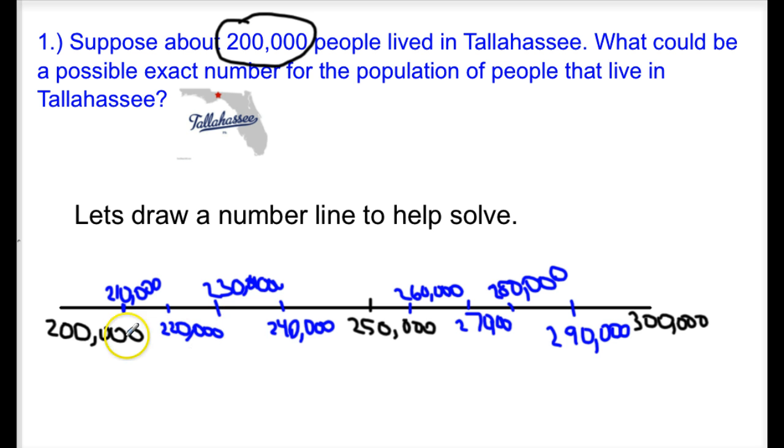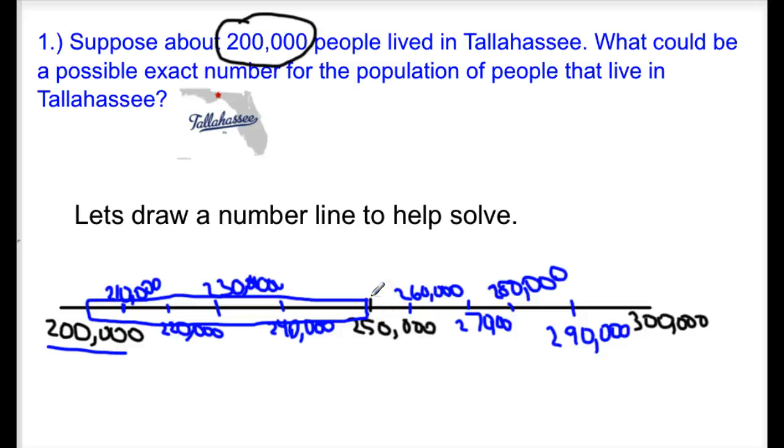Now we need to look at our numbers and see all the numbers that round to 200,000. So we run around down to 200,000 and find all the numbers. And those numbers exist right before 250,000 and right after 200,000. So we make a rectangular box to show all of the possible exact numbers that 200,000 could be as an exact or original number.